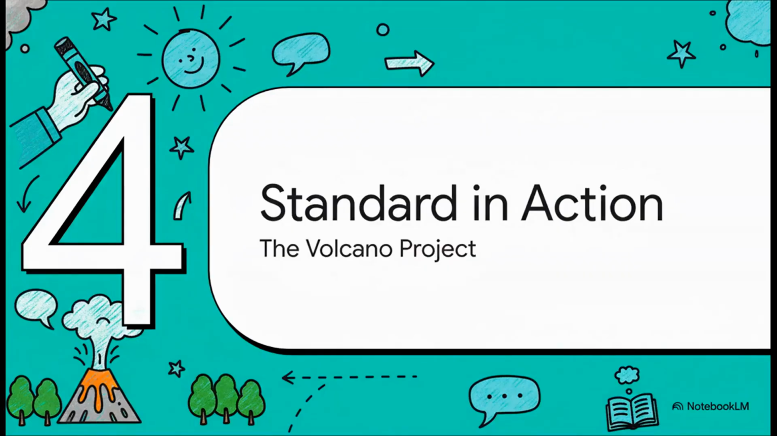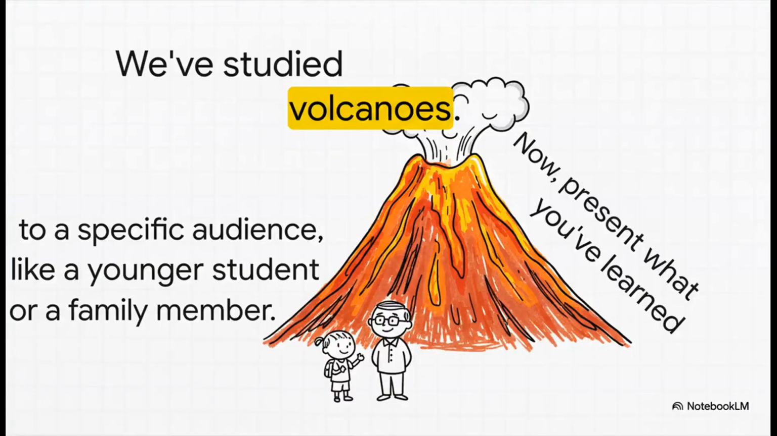So we've talked theory, we've talked strategy, but what does this actually look like when it's working? Let's check out a fantastic example from a K-2 classroom, the Volcano Project. This really ties everything together. So the teacher's prompt is brilliant. It's not just, tell me about volcanoes. It's so much more specific. It says, we've done the research, now present what you learned to a specific audience. Giving them that real purpose and a real audience, like a younger kid or a parent, is a total game changer.